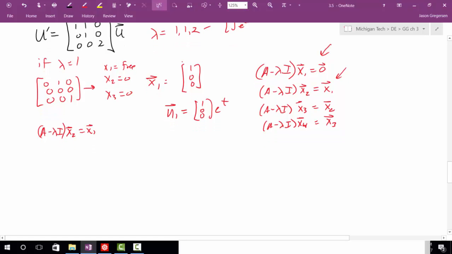Okay. A minus lambda I, I've already calculated that. That's just this guy. Times x2, well, that's just some kind of generic three-dimensional vector. But now it's not equal to 0 anymore. Now it's equal to x1, which is this vector.